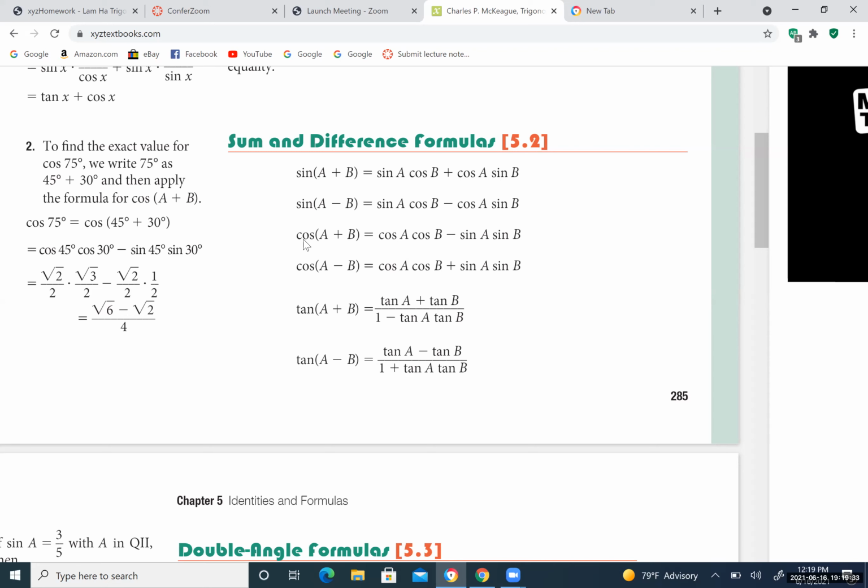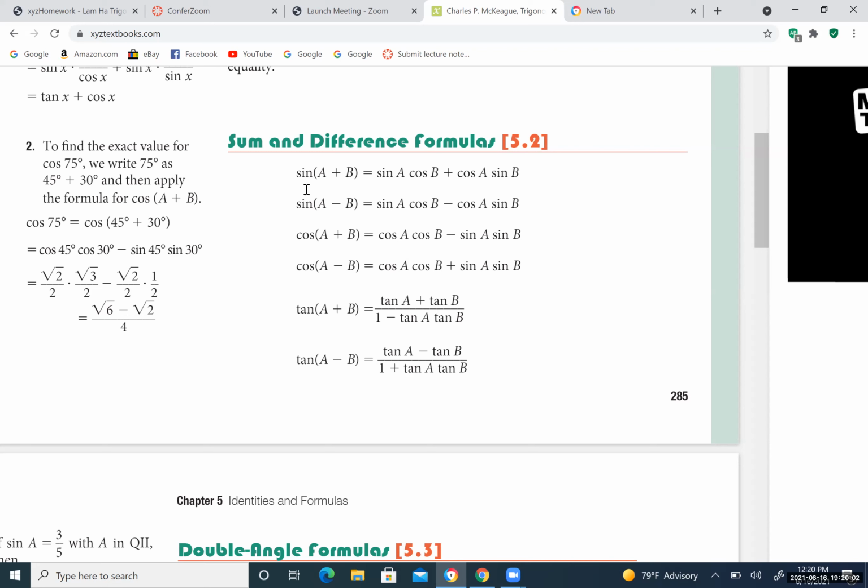For example, the cosine of A plus B will be equal to cosine A times cosine B minus sine A times sine B, and so on for tangent as well. We do have some exercises related to this, but it's not common. It's not a really popular formula. However, like I said, you should know this. You don't have to memorize this, but you should know it.